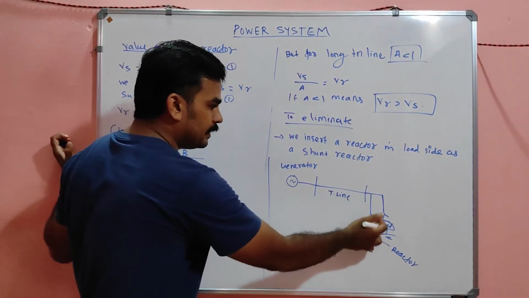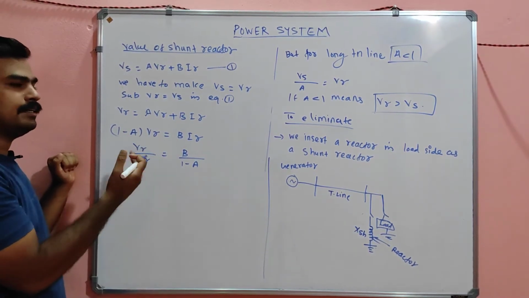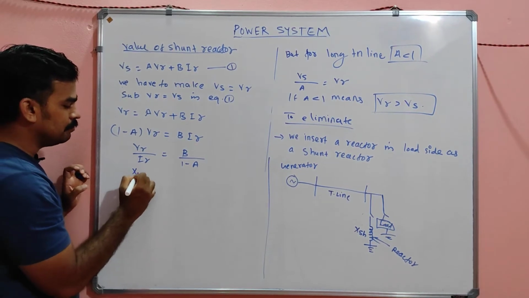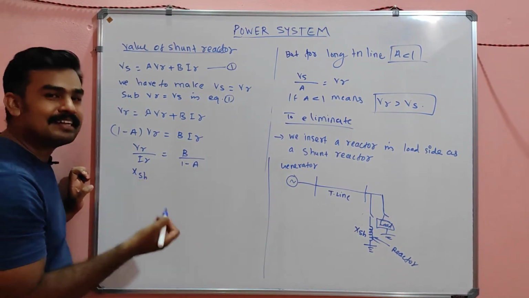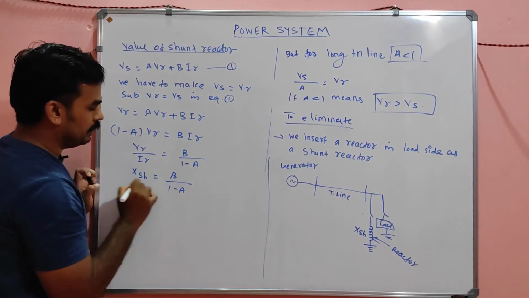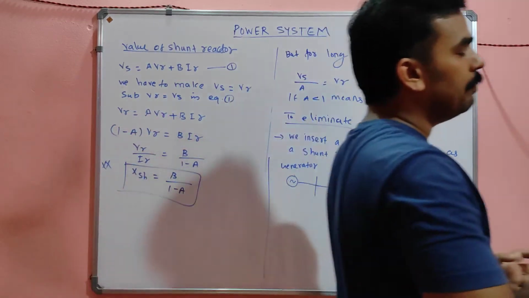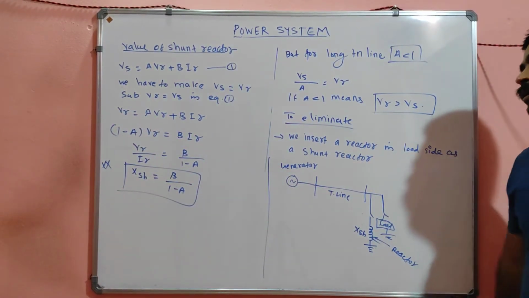Now the reactor is connected, right? So the reactor voltage divided by reactor current is nothing but reactance X_sh, which is equal to B divided by 1 minus A. Very, very important relation: B divided by 1 minus A.